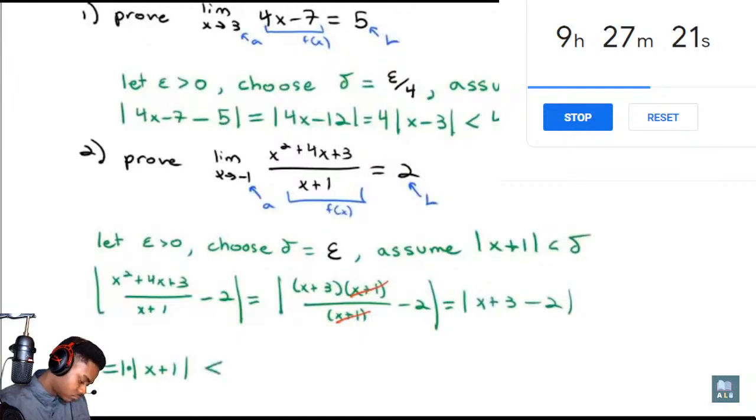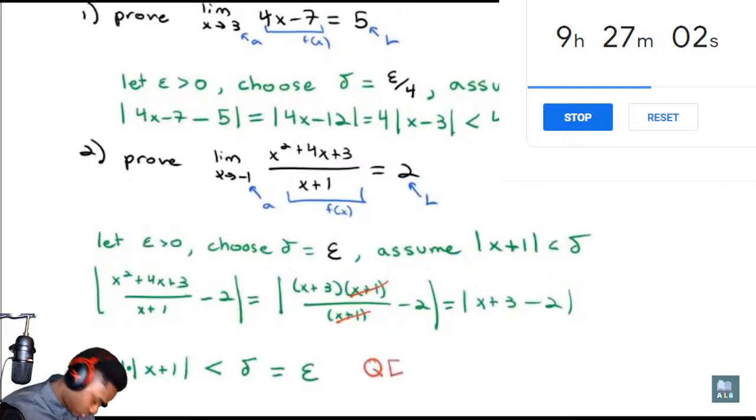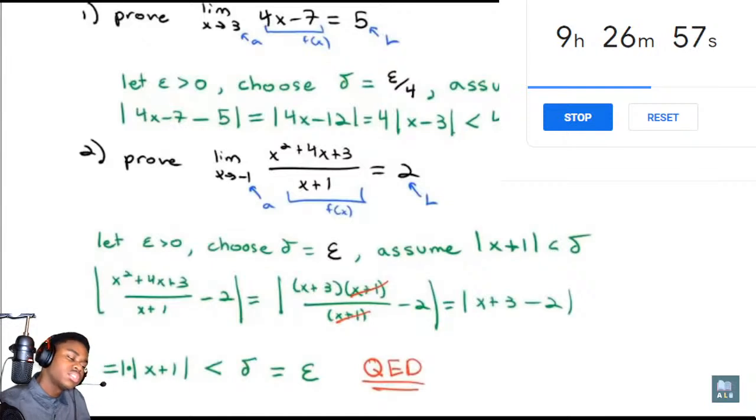Because now I know that the absolute value of x plus 1 is less than delta. That's from my assume statement. And we know that delta is equal to epsilon, which is what we defined at the beginning. And QED, we have proven that this limit equals 2.